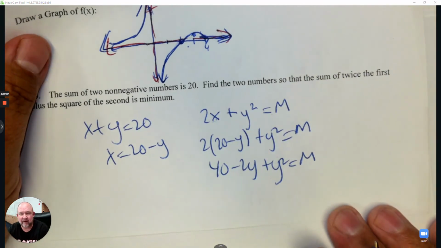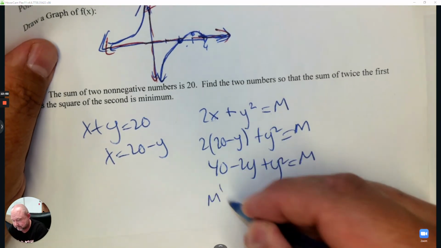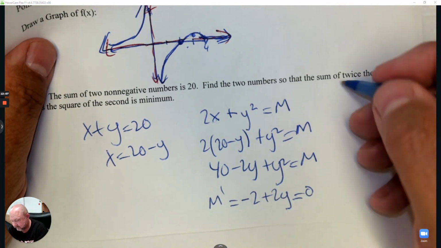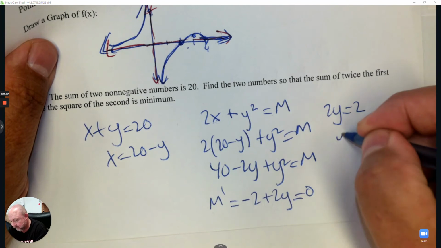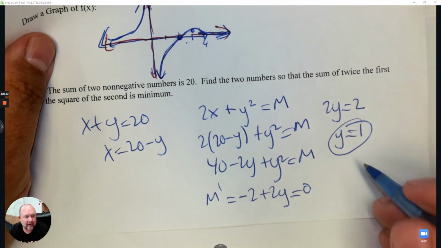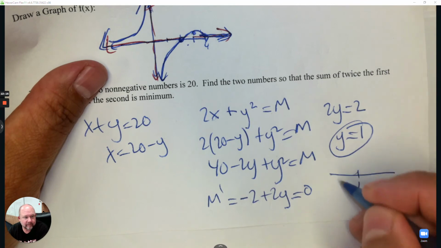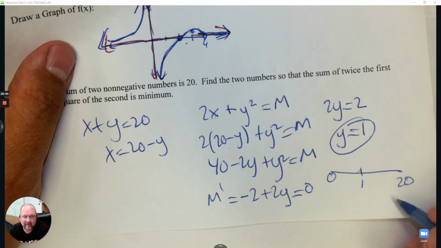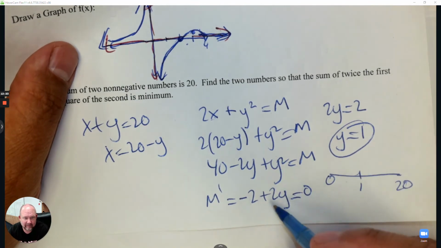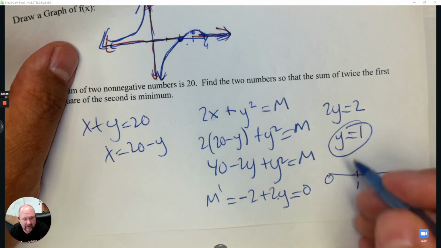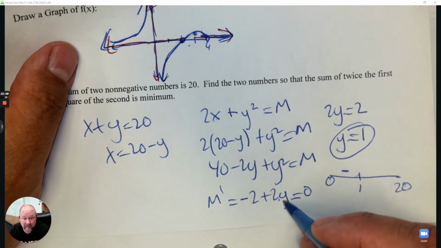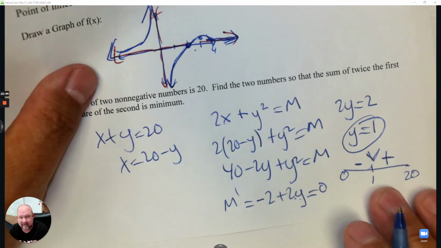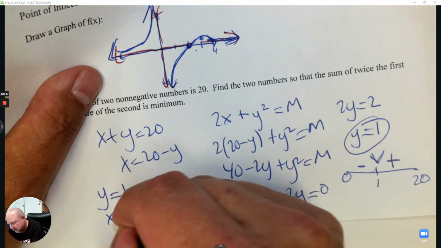I'm going to distribute. And then to find that minimum, I'm going to take the derivative. That's negative 2 plus 2y. Make it equal to 0 and solve it. I'm going to add 2 and divide by 2, so I have 1. These are two non-negative numbers, so the numbers have to be between 0 and 20. If I pick a number like 1/2, it gives me a negative answer. If I put like 5 or 10 or 18 or whatever, it's a positive value. This is a minimum, so when y is equal to 1, it's a minimum.